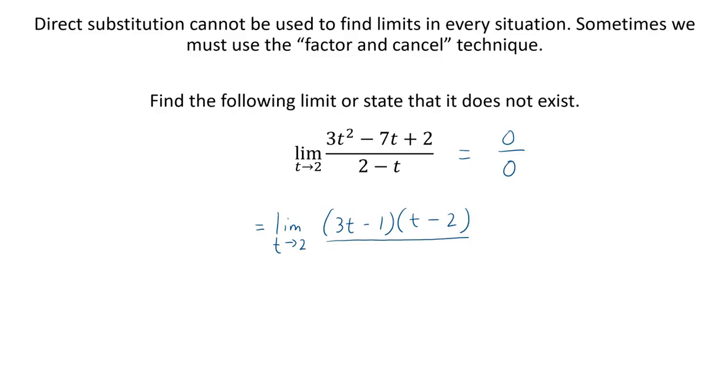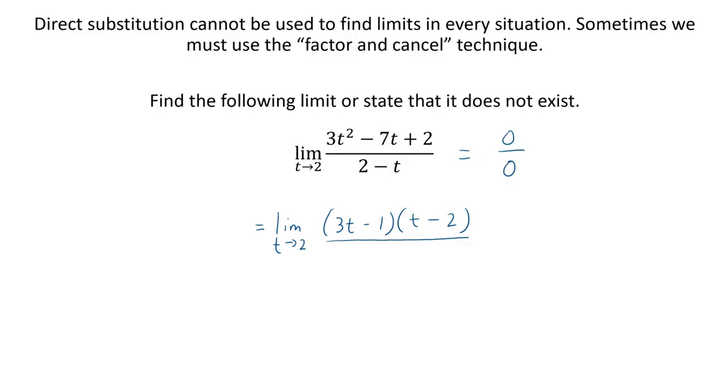Anytime we're trying to find the limit of a rational function and we get this 0 over 0 indeterminate form, we're going to try what's called the factor and cancel technique. That means we're going to factor the numerator, factor the denominator, and then cancel any common factors or reduce the fraction, and then see if we can use direct substitution.